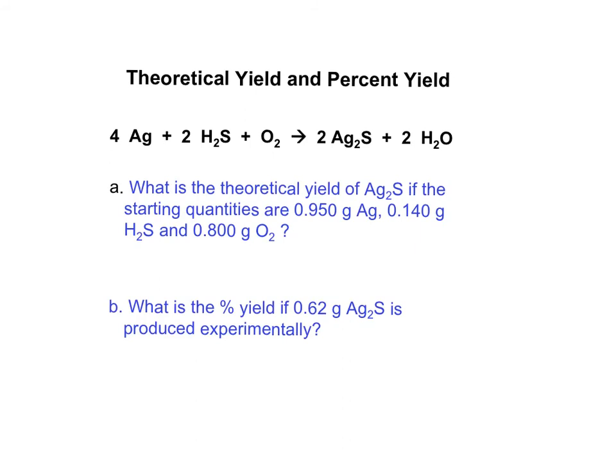And this is just to illustrate, well, let's read it here. So we have silver and hydrogen sulfide. The phases are not given, but we assume hydrogen sulfide is going to be a gas. So solid silver, gas phase H2S, gas phase O2 is going to form a solid silver sulfide, and then some water as well. So what is the theoretical yield of the silver sulfide if the starting quantities are 0.95 grams of this, 0.14 grams of this, and 0.8 grams of that?